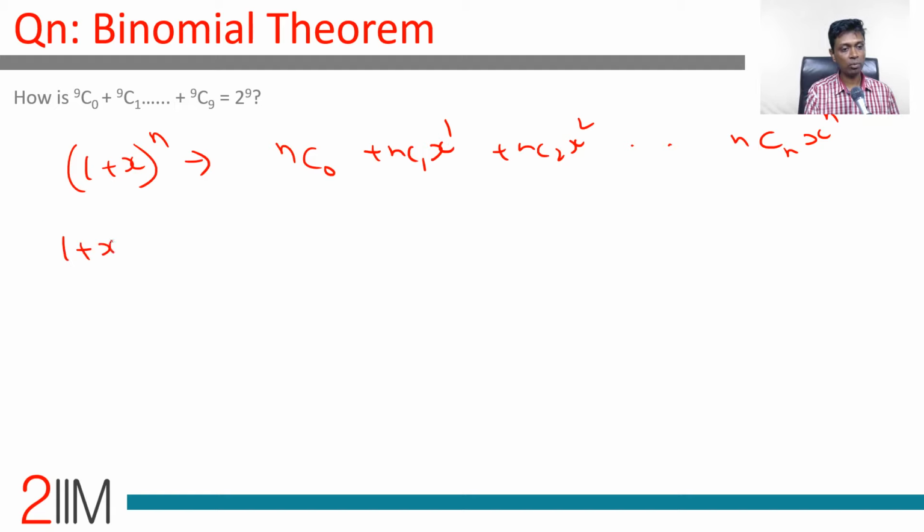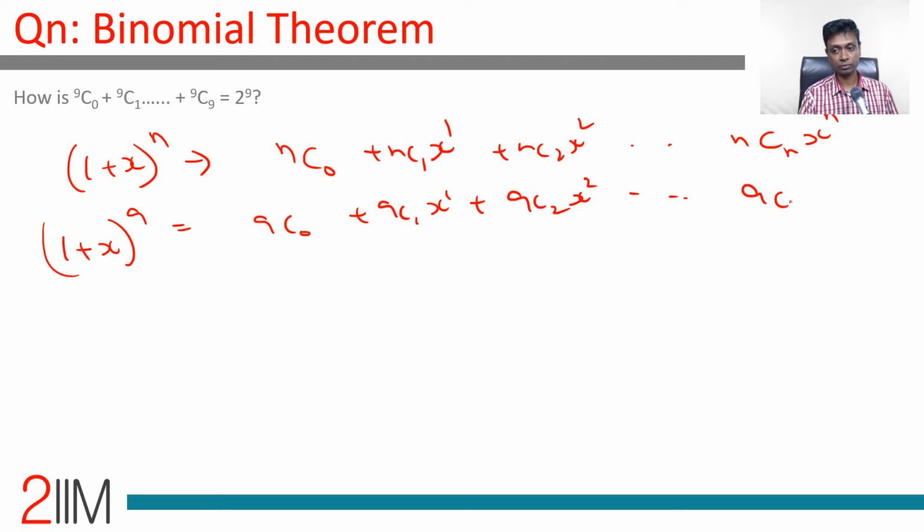Here if you put (1 plus x) whole power 9, it's 9C0 plus 9C1 into x power 1 plus 9C2 into x square and so on. And then you put x equal to 1, this is 2 power 9, that is the sum of all the coefficients. And that is one way of establishing it using the binomial theorem.